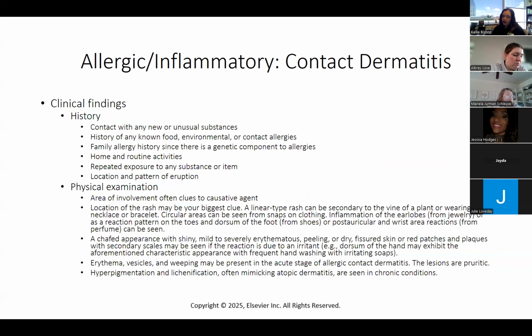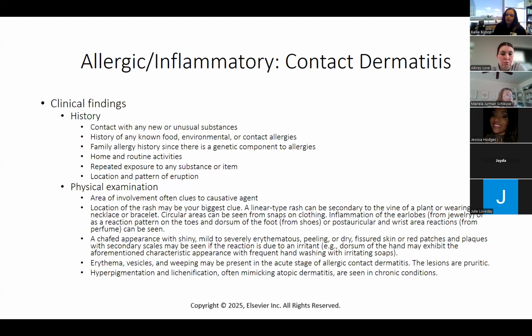So they usually have had contact with something new or unusual, a history of any type of allergies, family history of allergies, because we know there is a genetic component to all of our allergic conditions. We want to know any of their home and routine activities, any repeated exposures that they've had to something, because especially for allergic, you have to have that sensitization. So if they have repeated exposure to something, they're more likely to have a reaction. And then the location and pattern.